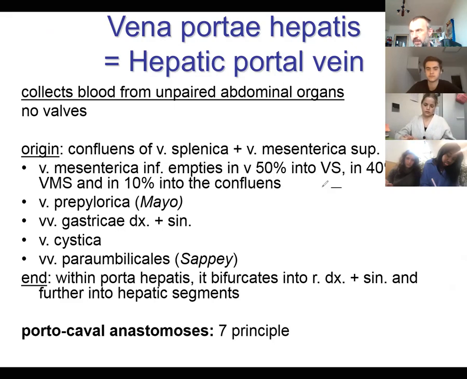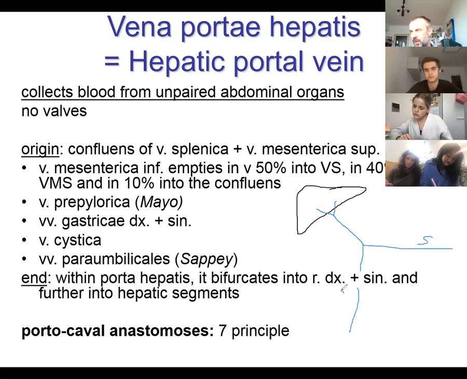Okay, liver, and then into the liver the portal vein, splitting into a left and right branch, and originating as the splenic and superior mesenteric. Okay, the inferior mesenteric usually drains into the splenic in some 50%, but it can drain into the origin, into the confluence of the splenic and superior mesenteric, or it can drain into the superior mesenteric.